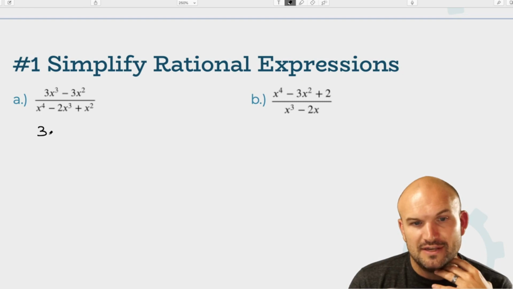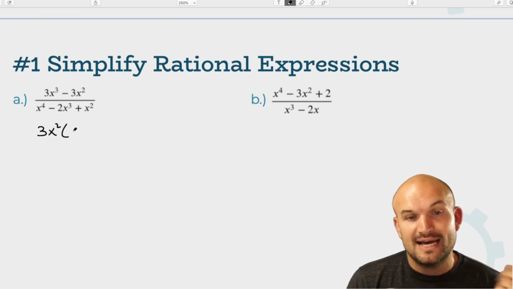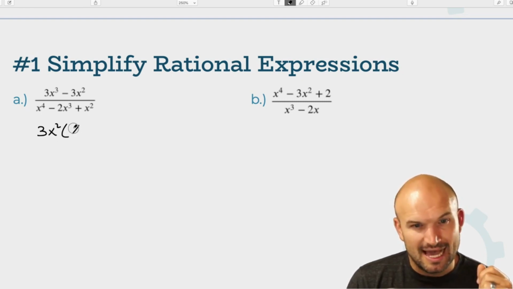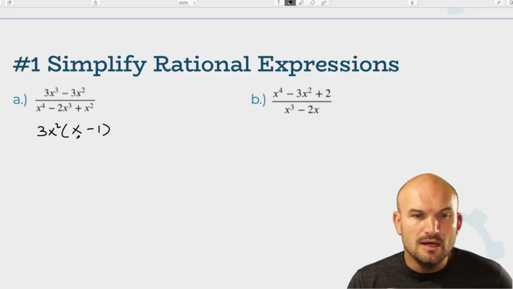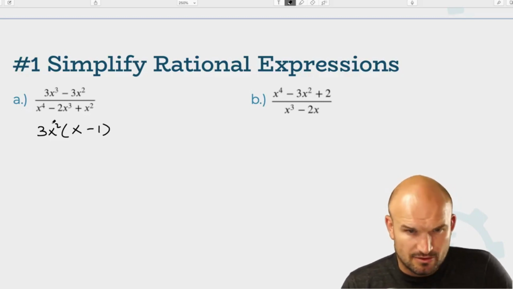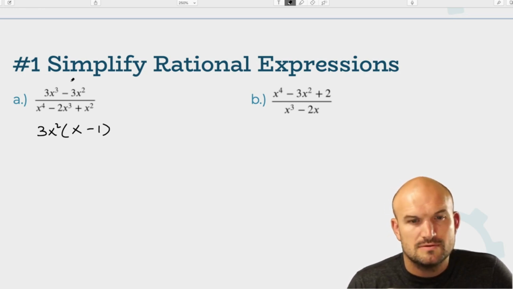So that's exactly what I'm going to do first here. I'm just going to factor out a 3x squared. When doing that, I'm going to be left with an x minus 1. All right, so therefore I have a 3x squared times x minus 1. Well, let's just do it this way.